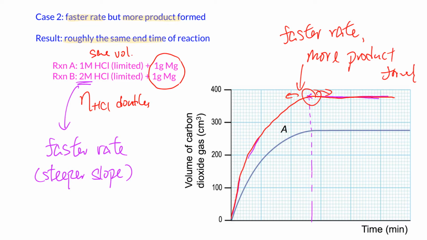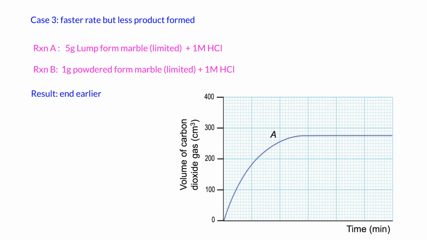So this one actually we need a few more information for that, but roughly, you can consider that more or less the same. Case 3: can we have a faster rate but less product formed? Of course you can. You can do your homework faster, but at the same time you have less homework.